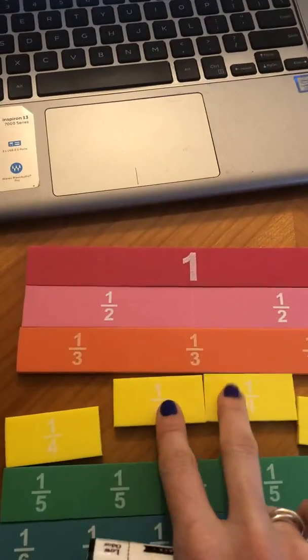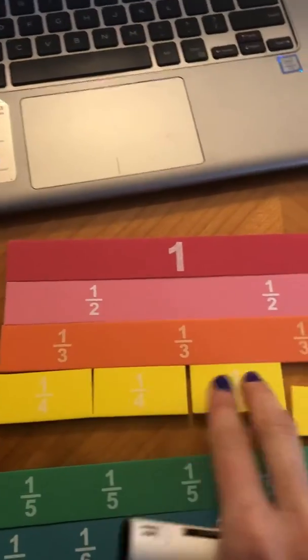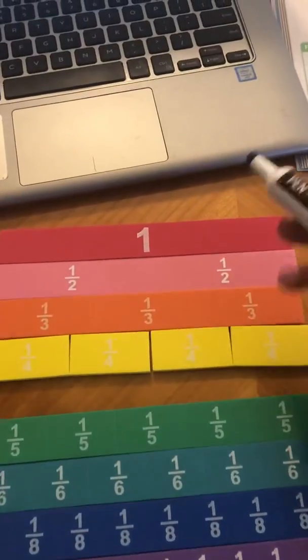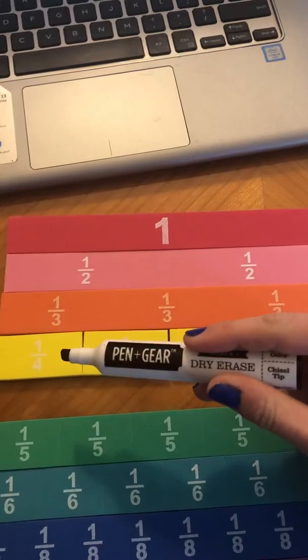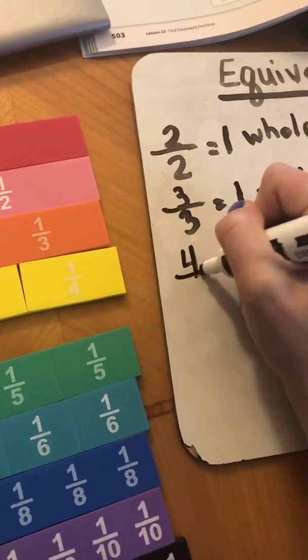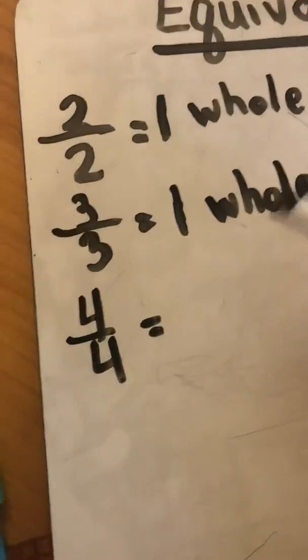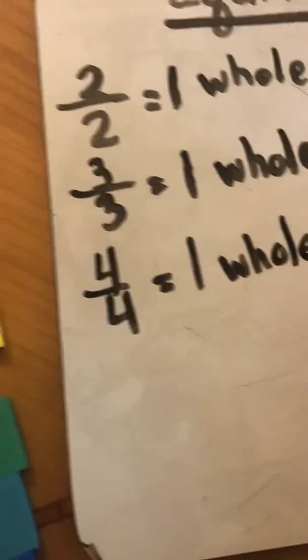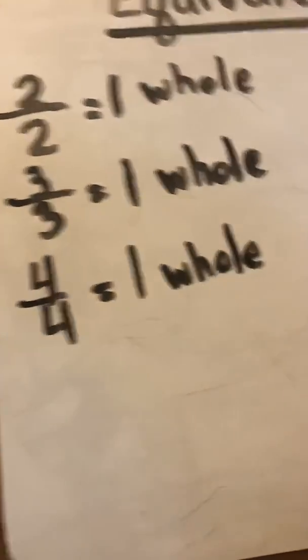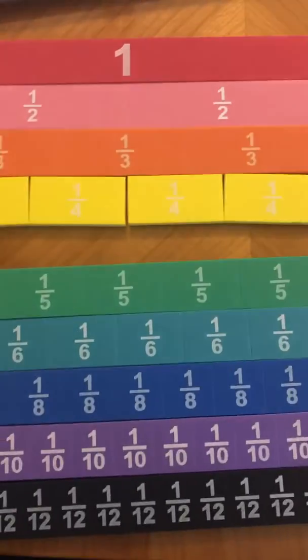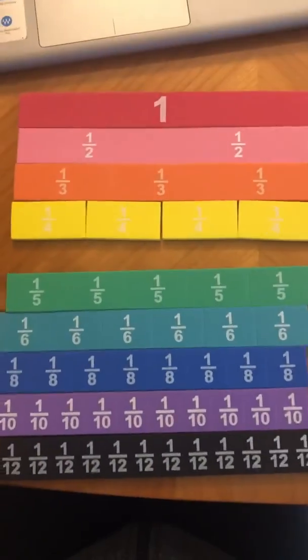Well, let's look at our fourths. These little yellow guys, right? How many fourths equal one whole? We have 1/4, 1/4, 1/4, 1/4. That equals 4 fourths. Again, you guys see a pattern here? If the same number's on top and the same number's on bottom, that equals our red one whole. So I could keep going with all of these, but I think you're kind of getting it.